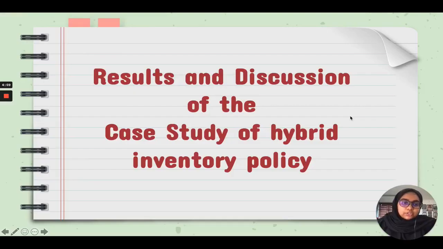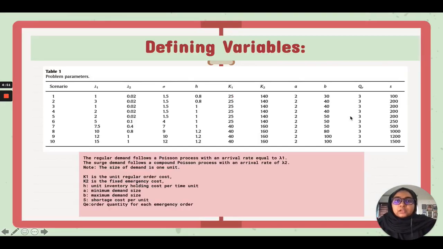Assalamualaikum, I am Rushda Binti Nasruddin and I will be presenting about the results and discussion of the case study of hybrid inventory policy of RQ model. These are the defined variables found in the journal.